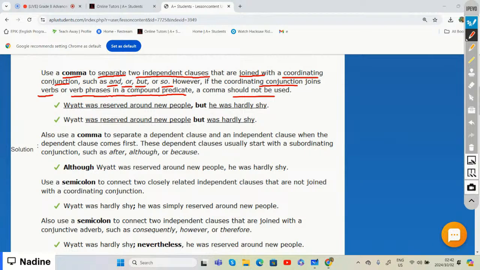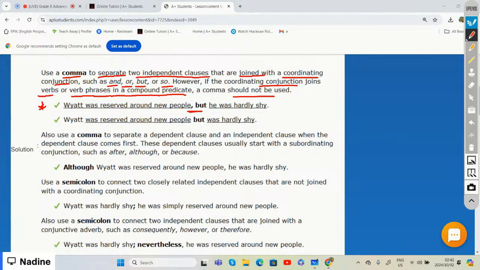So we're going to look at the two sentences. Look at the first one. Remember, an independent clause has a subject and it has a verb. It shows a complete sentence, right? So here it says, Wyatt was reserved around new people, comma, but he was hardly shy. So there we have our coordinating conjunction and comma to join those two sentences.